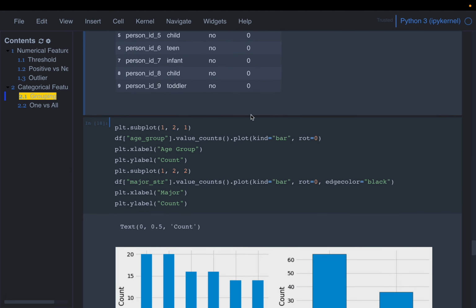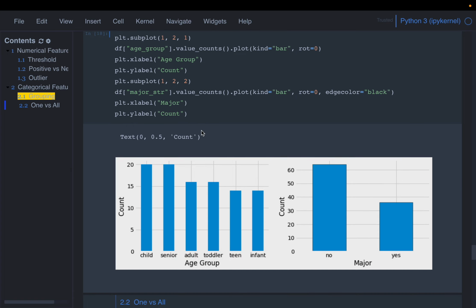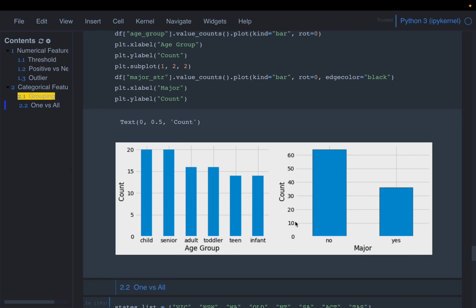All right, it's the same thing. Before transforming the data, we have these age groups and the count of the number of persons in each age group. After transforming the data, we have only two categories, major and minor.